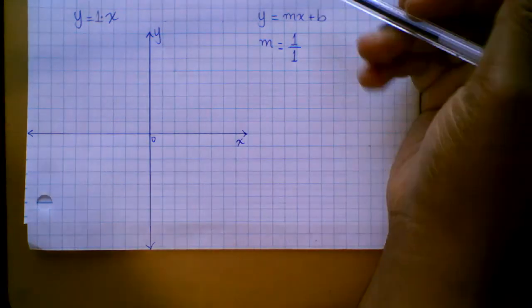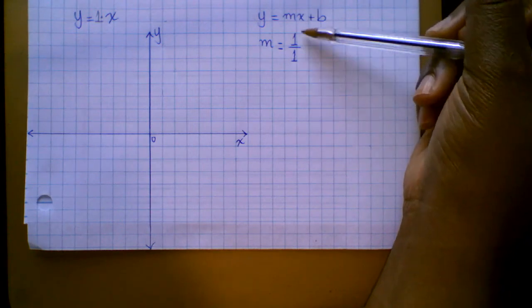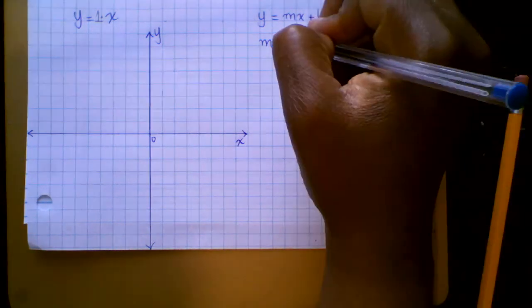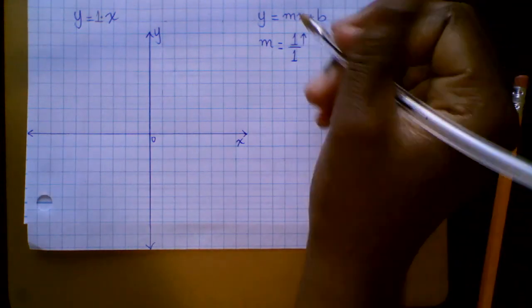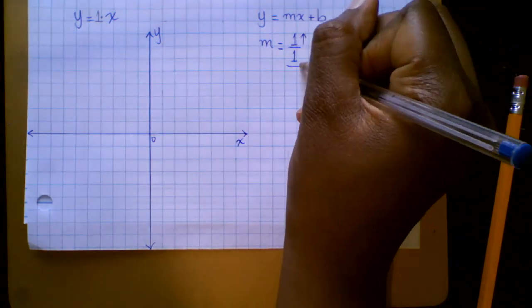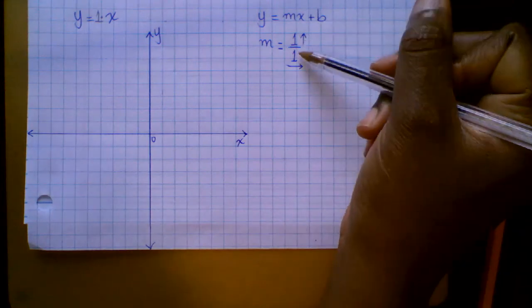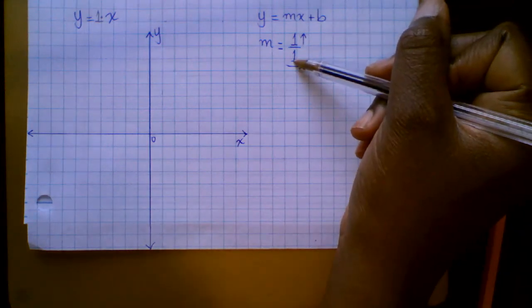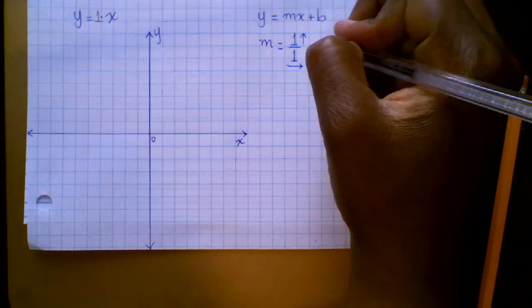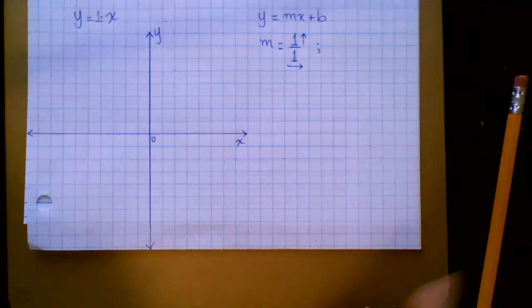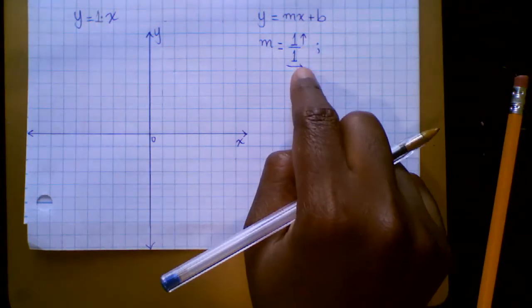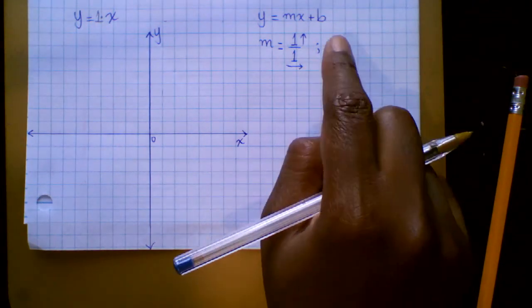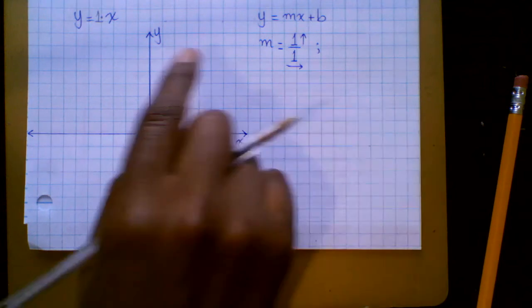Now we see that the slope represents the rise over the run. The rise is positive 1, so you're going to go up 1. And because the run is positive 1, you're going to go to the right 1 unit. Remember, you always want to start at the y-intercept. So you go up 1 and move to the right 1 from where? The y-intercept.